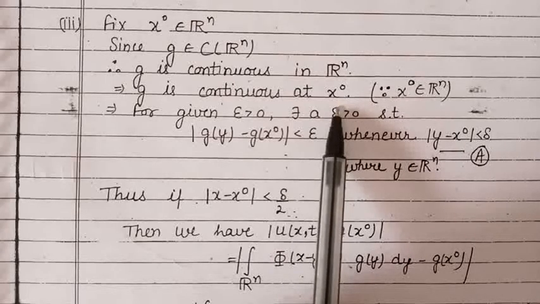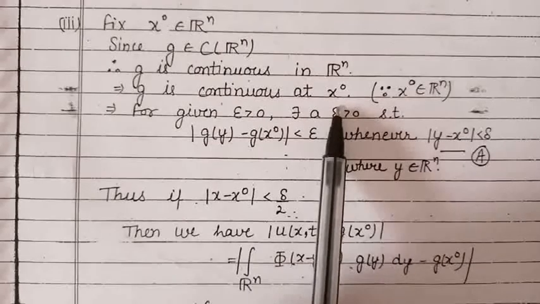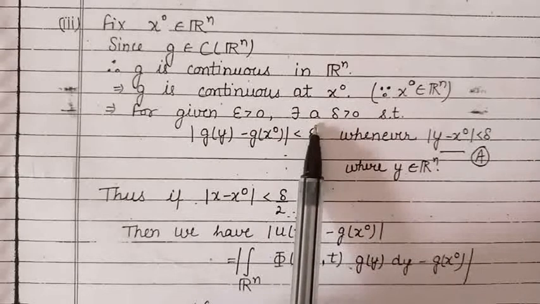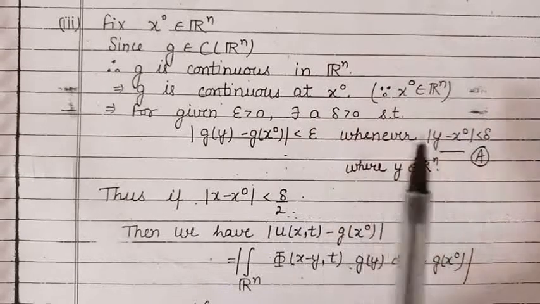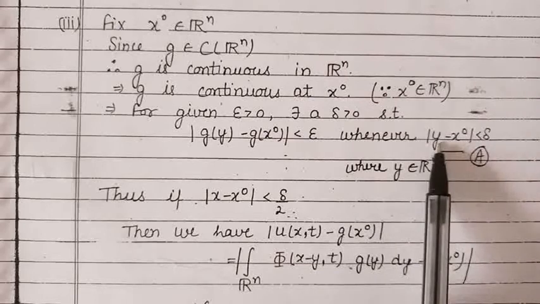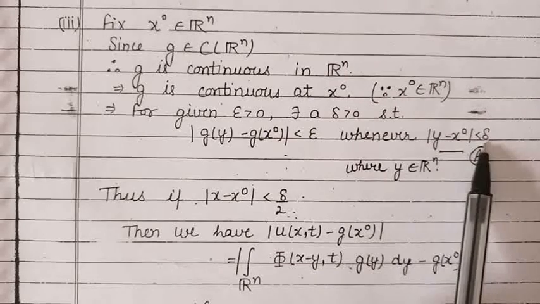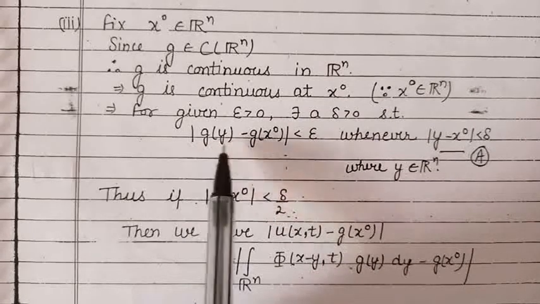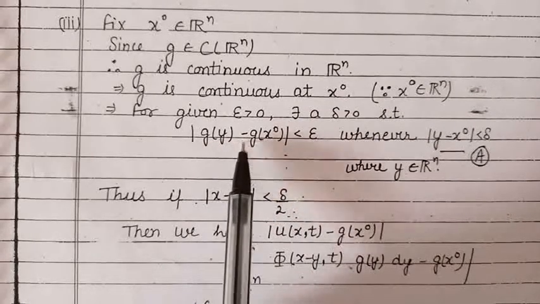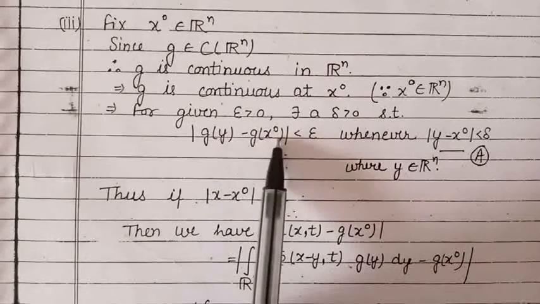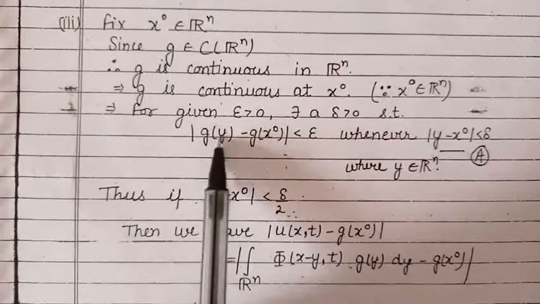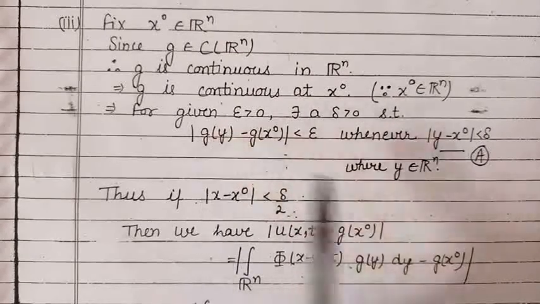So we can apply the definition of continuity. By definition of continuity, for epsilon greater than 0, there exists a positive number delta such that whenever |y minus x0| is less than delta, the mod of the value of g at y minus the value of g at x0 is less than epsilon. Here y also belongs to Rn.